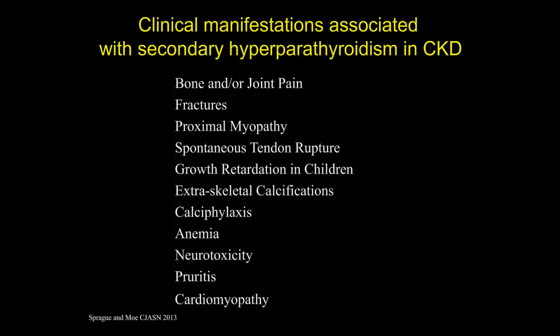And again, there seems to be associations with bone and/or joint pain. The associations with fractures are not that clear-cut. Clinically, these patients do develop a proximal myopathy, and we do see spontaneous tendon rupture. Growth retardation in children. Clearly, when the parathyroid hormone levels get high, we get extraskeletal calcifications, calciphylaxis. Because of the fibrosis in the bone marrow, it tends to make the anemia seen in CKD worse. There's evidence of neurotoxicity. Pruritus is a major problem, as well as cardiomyopathy, which has been associated with high PTH levels in patients with chronic kidney disease.